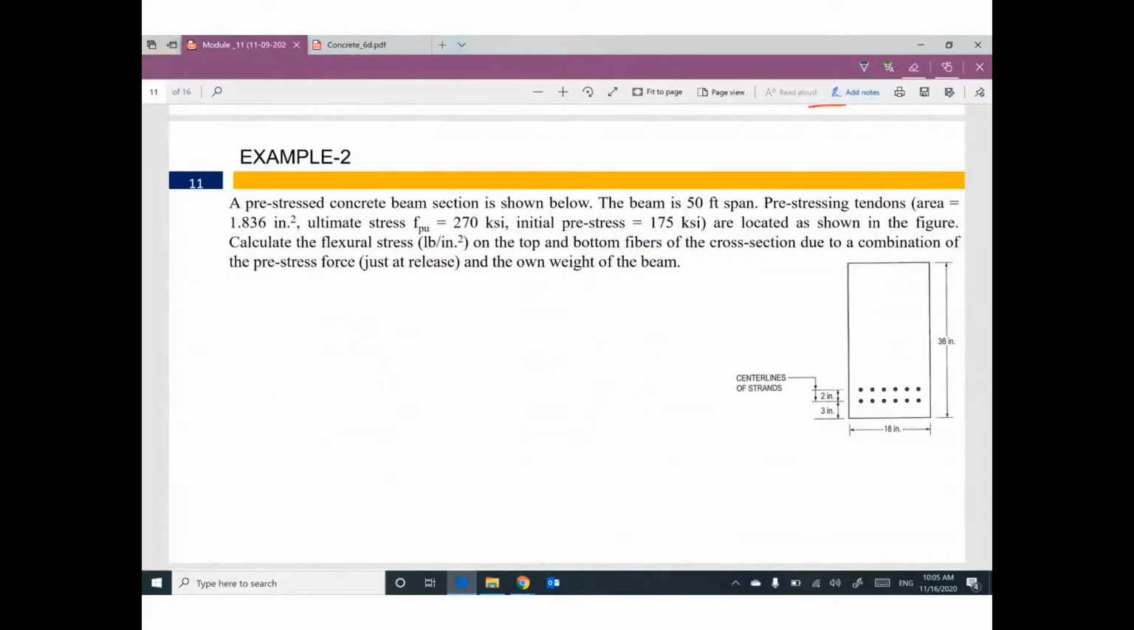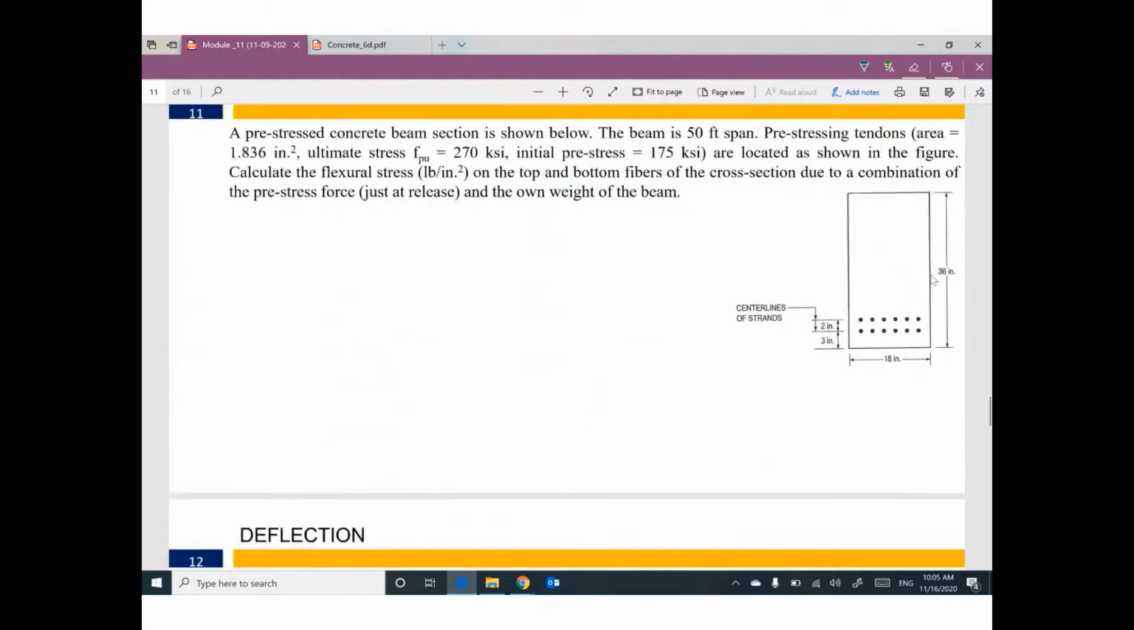I will start our meeting today to cover this example. We have a pre-stressed concrete beam section shown in blue. It's a rectangular cross section. The beam is 50 feet span. Pre-stressing tendons: how many tendons do you have? 1, 2, 3, 4, 5, 6, 7, 8, 9, 10, 11, 12 tendons.